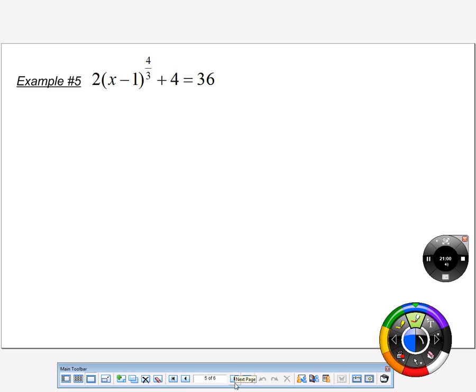We're working on isolating the power that contains x or the radical that contains x. So 2 times x minus 1 to the 4/3 power. I'm going to subtract 4 from both sides. 32. Next step. Somebody that hasn't talked to us yet. Kristen. Good. I'll divide by 2. Anytime that works out nicely, you definitely want to do that before you take roots or powers, because then you're stuck with this extra number underneath there.